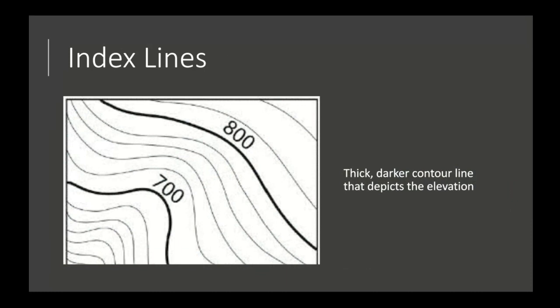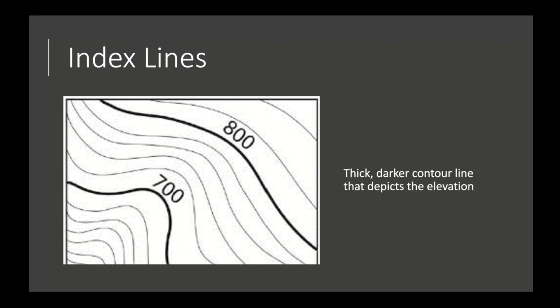One thing that I want to point out are index lines. Index lines are going to be the thick, darker contour lines that depict the elevation of that spot. One thing to note is that index lines are not the distance between the lines, but just the difference in elevation. As you can see, there's the 700, which is one index line.